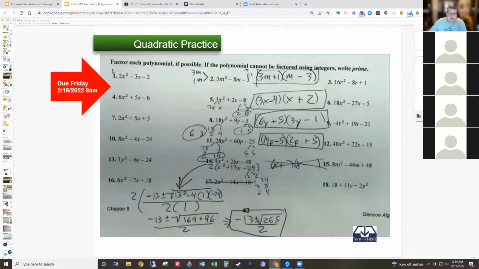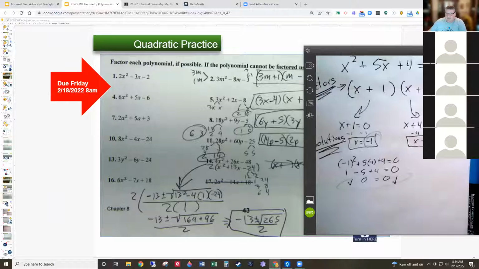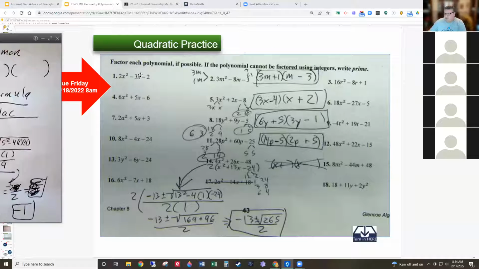Okay, in this case, what would I do first here? Would I take out common, try to factor it, or use quadratic for number 1? What would be your best method? Try taking out common. Is there anything common here? Not anything common. So which method am I going to end up with? Factor or quadratic?